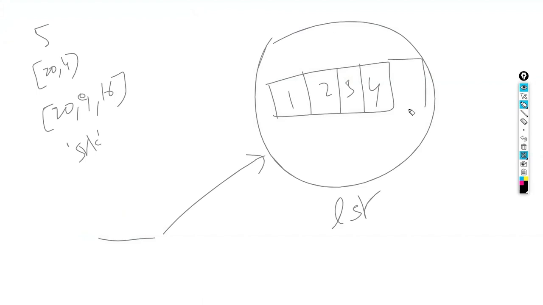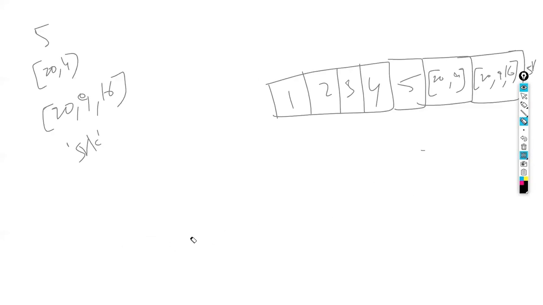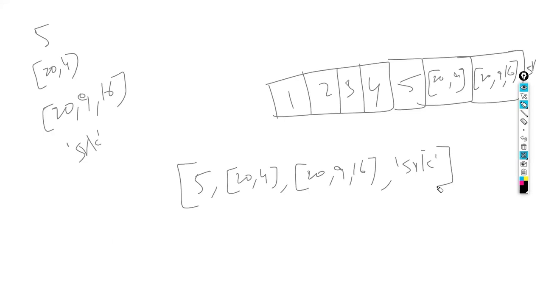How I want to add: first item 5 should be added. Second item list of 20, 4 should be added. Third item list of 20, 9, 16 should be added. And fourth item SRK has to be added. Like this, one by one, separately it has to be added. That is my requirement. Now for this requirement, what I have to do: what are the 4 items you want? Take them first in the list. 5, list of 20, 4, list of 20, 9, 16, and SRK. First you take what are the items you want to add in the list. This is the first step. Now for this, you apply the extend function.